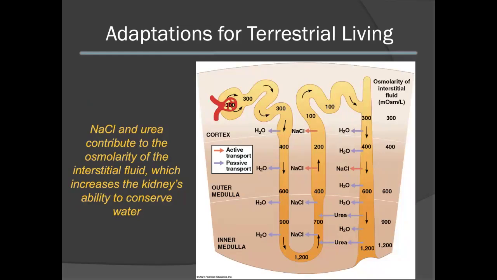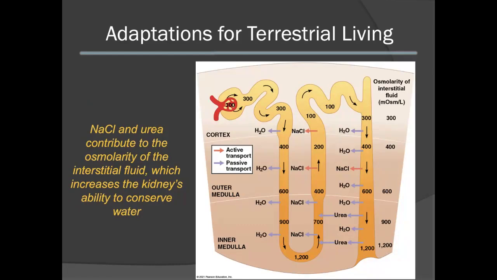This diagram reflects the movement of the filtrate as it passes through the nephron, as well as the osmolarity of the filtrate with respect to the surrounding tissue. Sodium chloride and urea are important in contributing and regulating the osmolarity of the interstitial fluid. This is then used to increase the kidney's ability to conserve water.